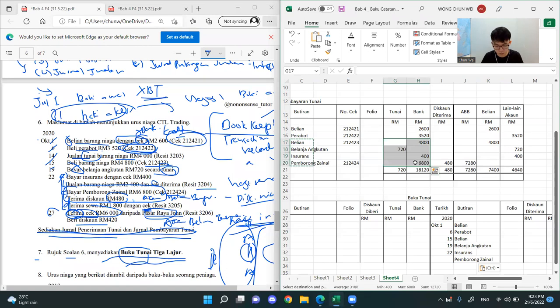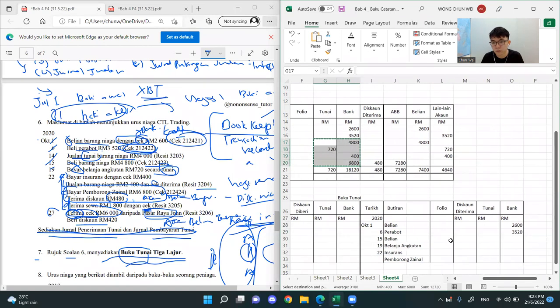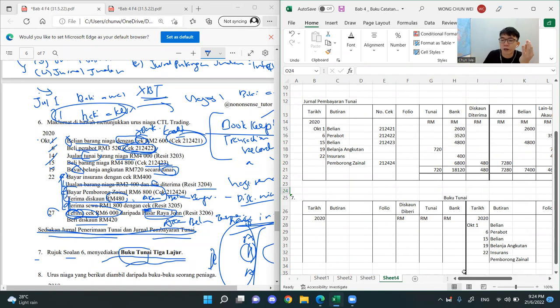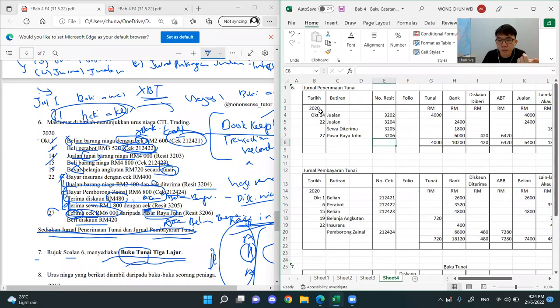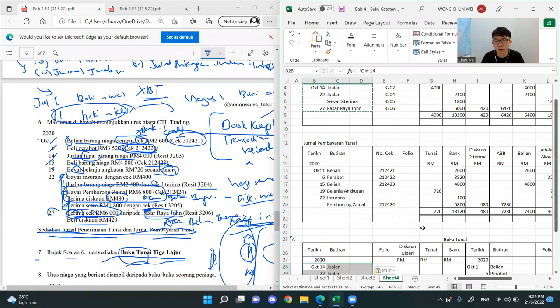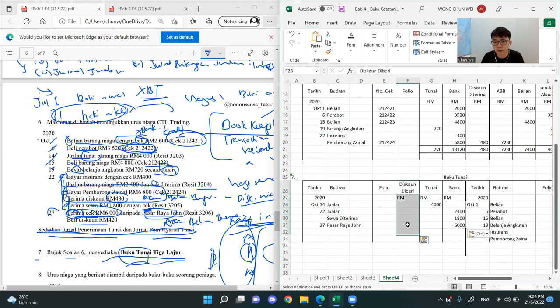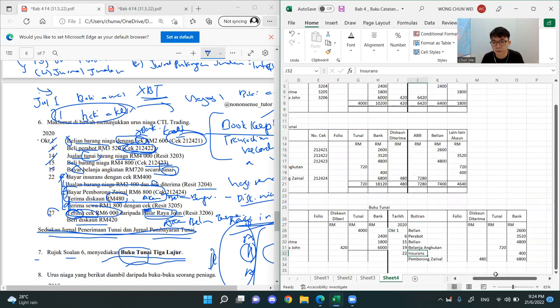Tunai bank. Then the discount 480. When you have a discount, you terima 480 for this pemborong Zainah. So now, that's why I say kita, we don't need general pembayaran tunai and penerimaan tunai when we have a buku tunai. So I can actually copy and paste from a penerimaan tunai here, this one. And then this is here. And then 420 discount delivery for pasar. 420. Like that.